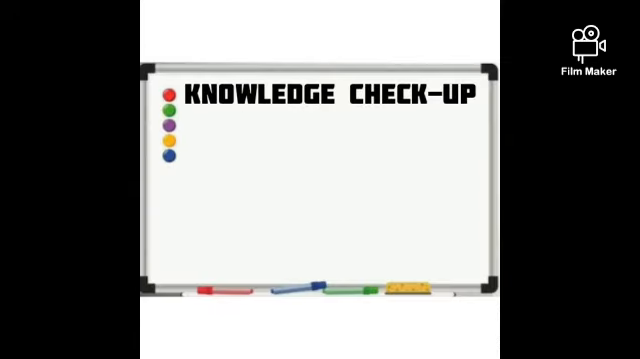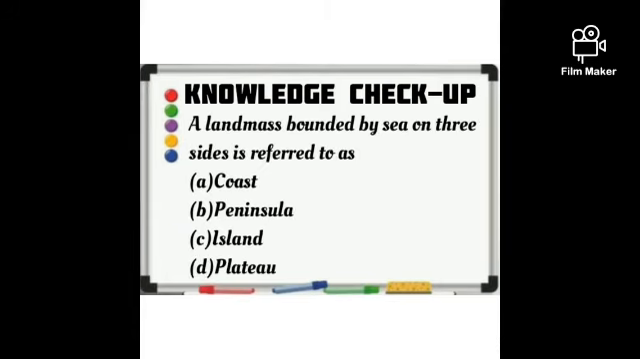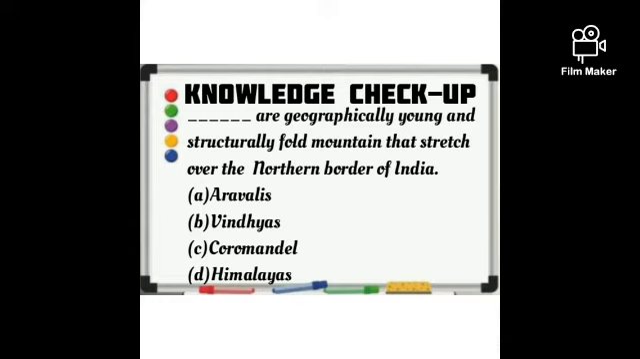Let's do a short knowledge check on the topics discussed in this video. First, the northern plains are formed from the soil of alluvium, red, laterite or black. Second, a landmass bounded by sea on three sides is referred to as a coast, peninsula, island or plateau. Third, dash are the geographically young and structurally folded mountains that stretch over the northern border of India: Aravalis, Vindhyas, Coromandel or Himalaya.